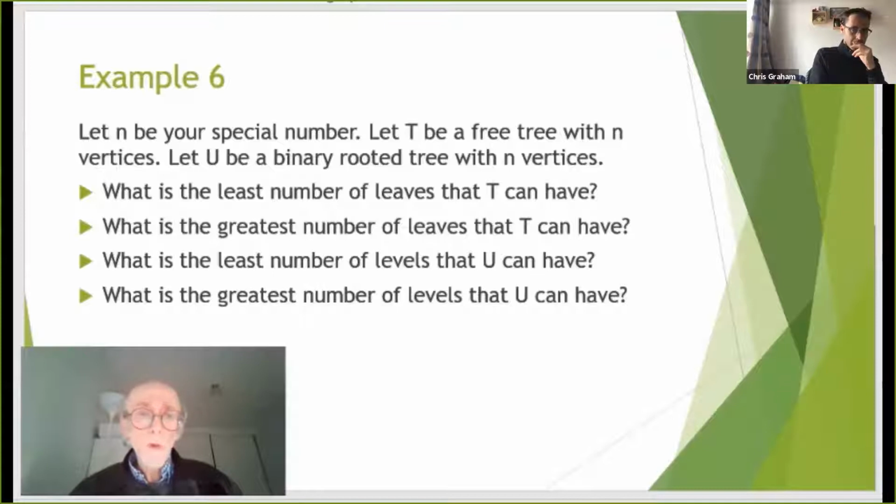And another graph theory example was given. A free tree with n vertices has how many leaves? What's the least and greatest number it could have? And a binary rooted tree with n vertices has how many levels? What's the least and greatest number of levels it can have?